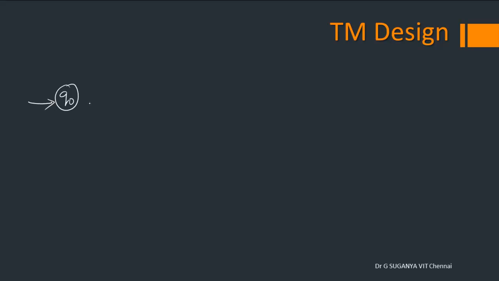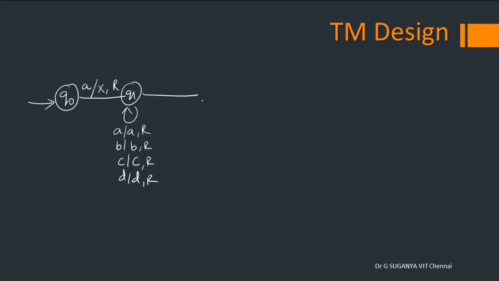You will have Q naught. First I'll be looking at an X, replace it with X. Looking at an A, replace it with X, move towards right. Then what are the symbols you need to skip on the way? You will have A's, then you will have B's, then you will have C's, and then you will have D's. Everything you need to skip until you see a blank symbol. Then when you see a blank symbol, take a left turn.